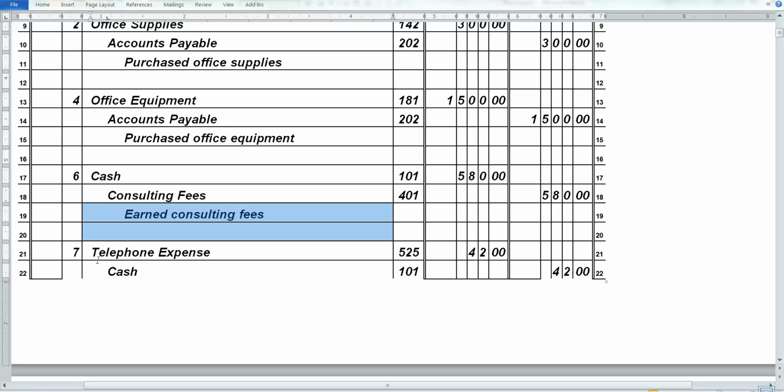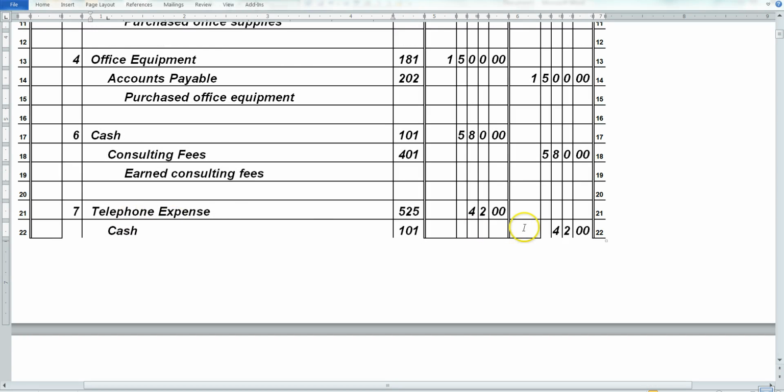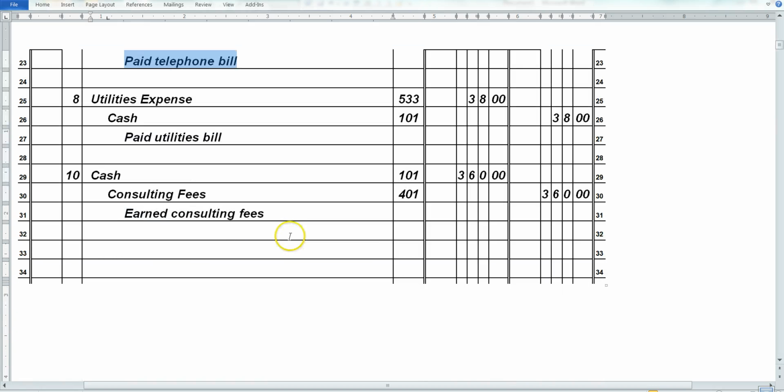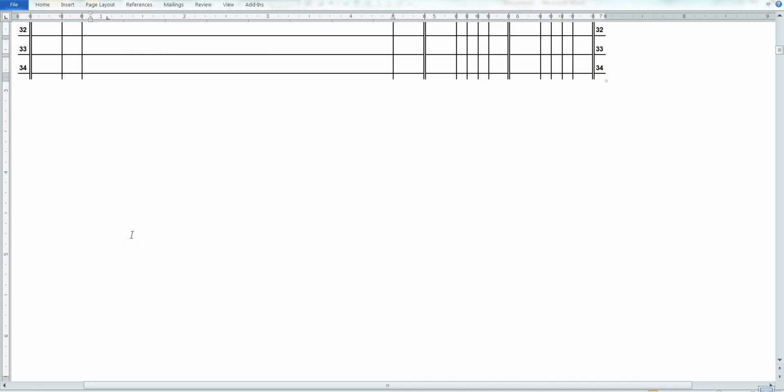Next, we have a telephone bill. Paid telephone bill. If we're just paying it, that means we're paying with cash. Telephone expense and cash. And we write paid telephone bill. We have utilities expense because we're paying the bill. We're debiting the utilities for $38 and crediting cash. Received cash for services. Cash and consultation fees, and again, earned consultation fees.